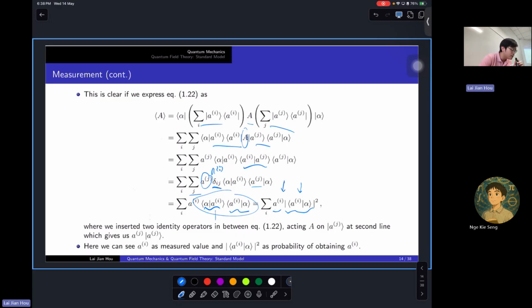The next thing is the position and momentum space: how we represent the physical state in position space, and how we interchange this physical state into the momentum space.